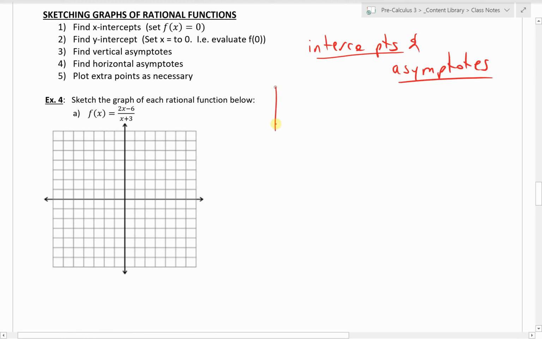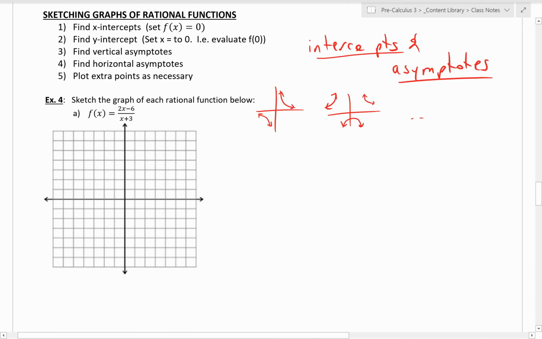But we know the parent graph looks like this, right? And so most of our rational functions are going to look something like that. We will see that if we have multiple vertical asymptotes, we could end up getting something like this, where we have 3 pieces of our graph, okay, and a few other varieties as well. So we'll look at a few different examples here, but they're all going to look something like this-ish. Okay, so let's go ahead and start graphing this one here.